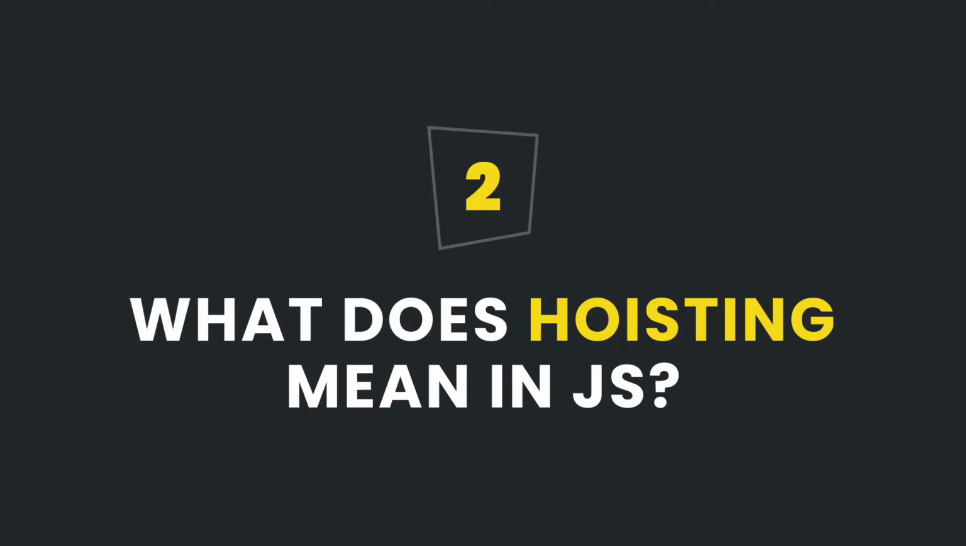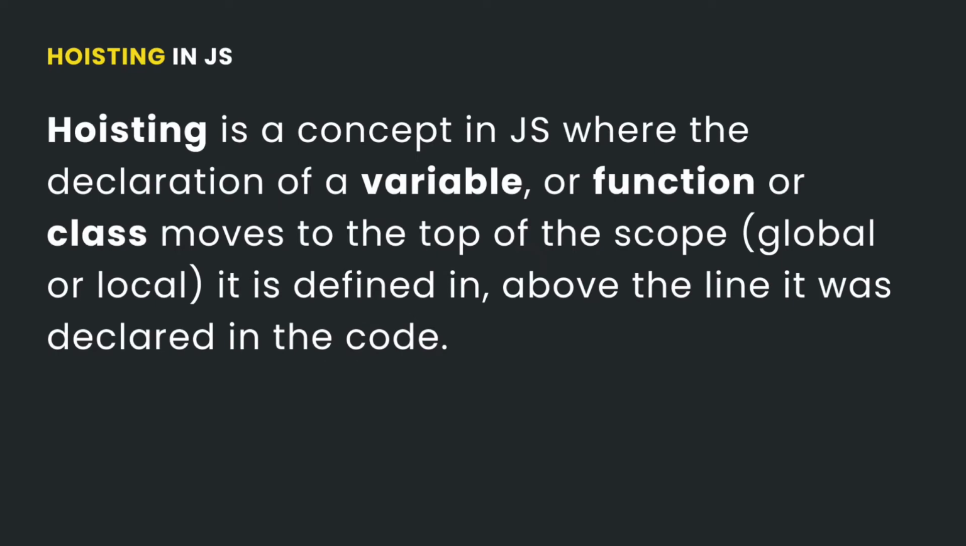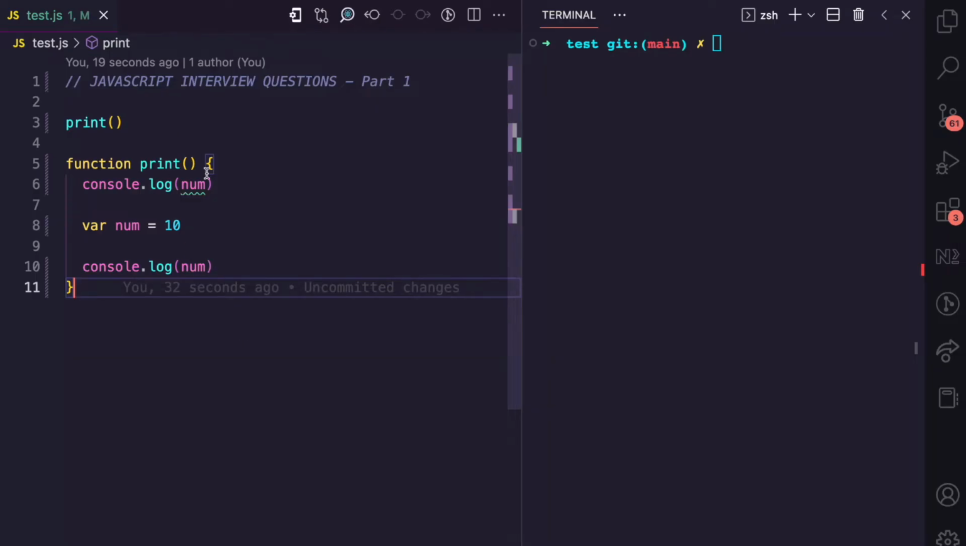Second JavaScript question, what does hoisting mean in JavaScript? Hoisting is a concept in JavaScript where the declaration of a variable, a function, or a class moves to the top of the scope that it is defined in, and this would be above the line it was actually written in the code. In the previous example, I already showed you a little of hoisting, but I'll be using a new example here.